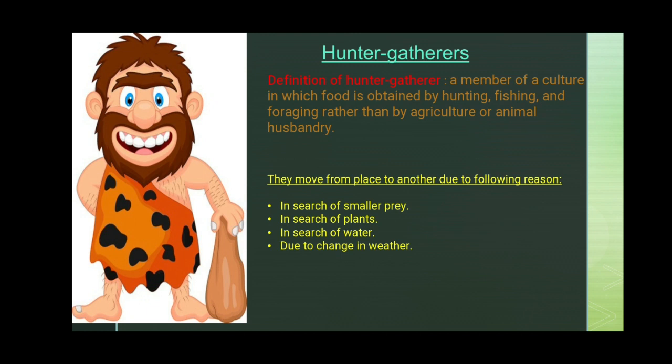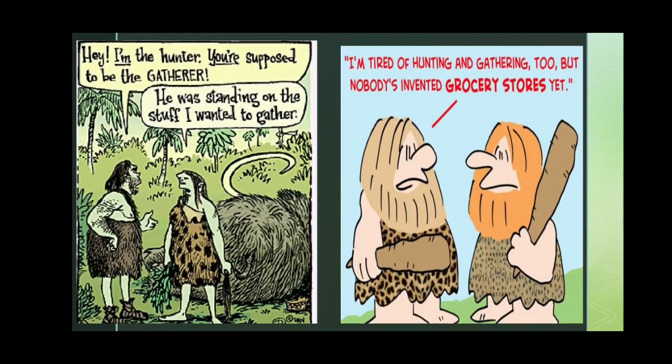Now we are going to see more about hunter gatherers, how a hunter is different from a gatherer. In one picture, one person says, "Hey, I'm the hunter, you are supposed to be the gatherer." He was standing on the stuff I wanted to gather. Here one person is talking to another and saying that I am the hunter and you are the gatherer. It means one has to hunt and kill animals to cook meat for food, while the other is only to gather fruit or food.